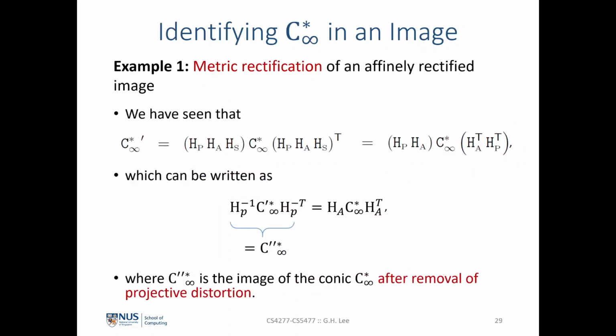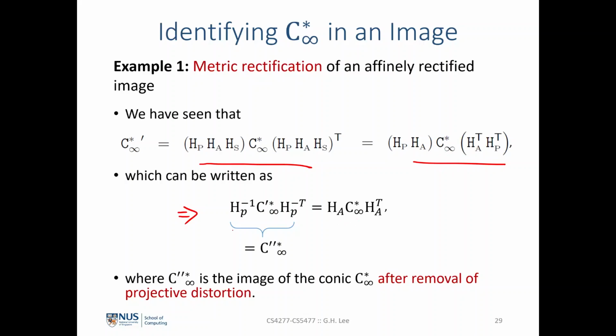Now, we have seen that C infinity star prime is equal to this expression over here, which can be further simplified into this expression here, since HS, the similarity transform, is absorbed into the degenerate conic here, which can be rewritten into this form. So this is simply bringing HP into the left side of the equation. So HP becomes H inverse P, as well as H transpose P becomes H inverse transpose P on the left side. And on the right side, we are remaining with HA C infinity star and HA transpose here.